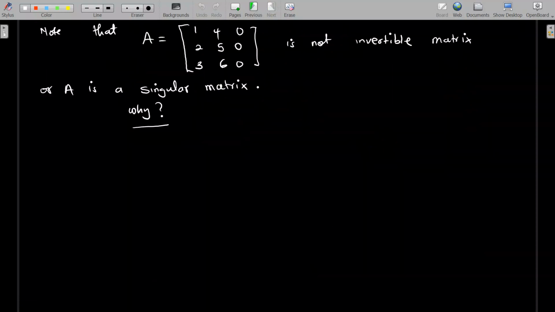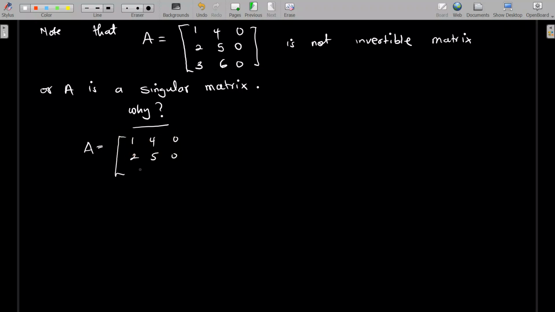Now you should know that this A given here is not invertible, or it's a singular matrix. So just have it in mind that invertible matrices are called non-singular matrices, and non-invertible matrices are called singular matrices. Now with this, why do I think this is not invertible? I have A, and it's given by that, so I have it there.